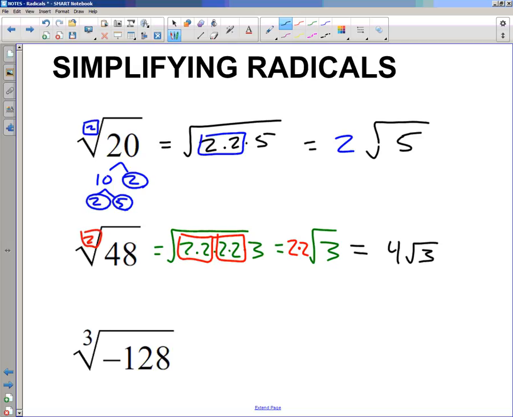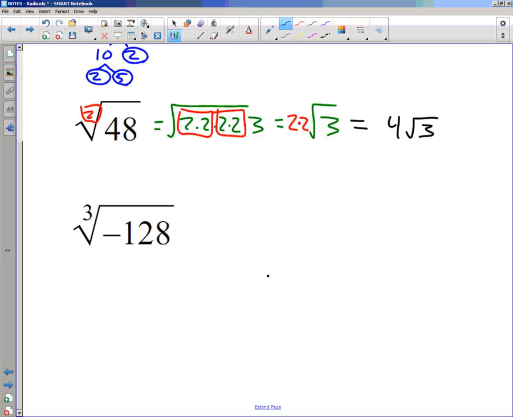All right, the next one is a cube root, which means we'll be looking for groups of 3. I also noticed that there is a negative on the inside. Now, we're going to go ahead and just deal with that right now. A negative on the inside can be pulled to the outside. Okay, because this is an odd number group, we can just pull that negative to the outside.